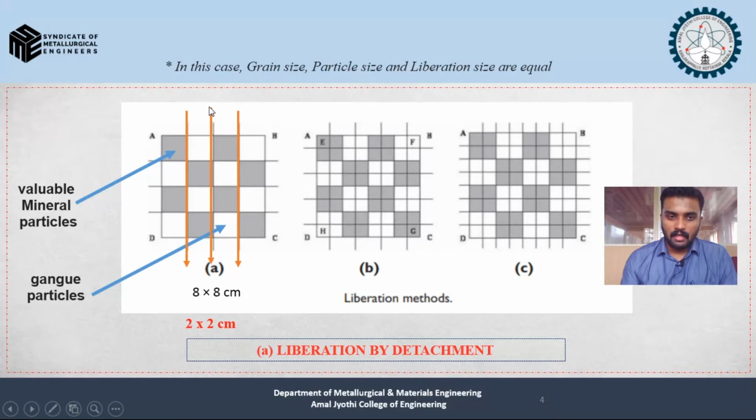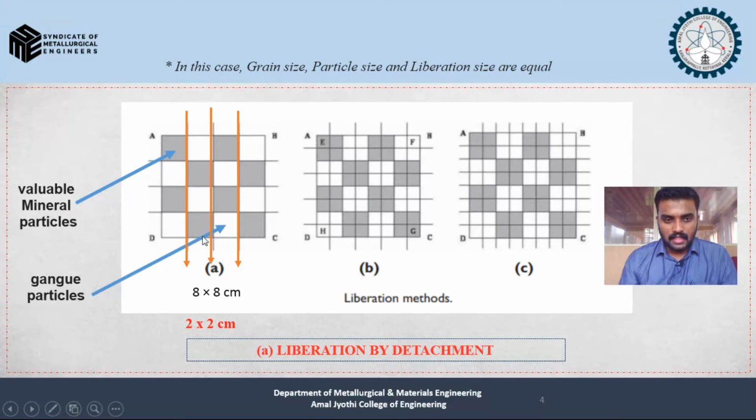Imagine a fracture is happening as shown by the yellow arrows. Imagine the particle is getting fractured in this direction. The initial dimension of this particular ABCD is 8 by 8 centimeters. One side is 8 centimeters and the other is 8 centimeters. Just note that in this case, the grain size, the particle size and the liberation size are equal. We are going to explain A, B and C. Make sure that in all cases the grain size and particle size are in the same dimensions. To explain the process more easily, we are using this particular case. The grain size we are taking in a uniform pattern.